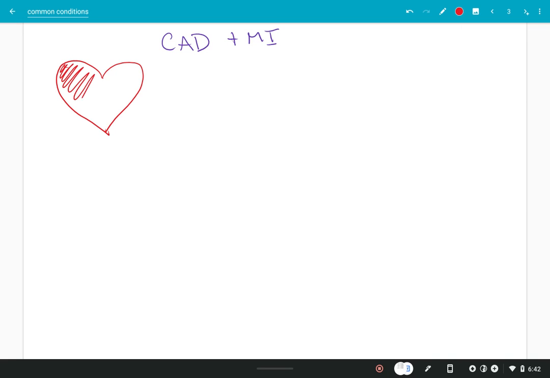Okay, so this one I'm going to be combining coronary artery disease with angina, because they kind of go hand in hand. So coronary artery disease, and let me draw just a quick little... This is a terrible drawing, but anyway.